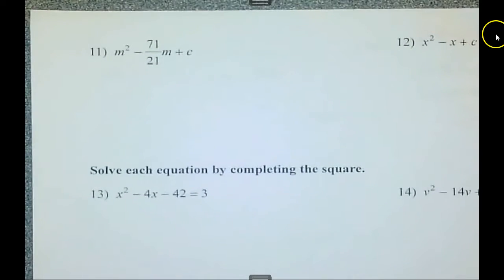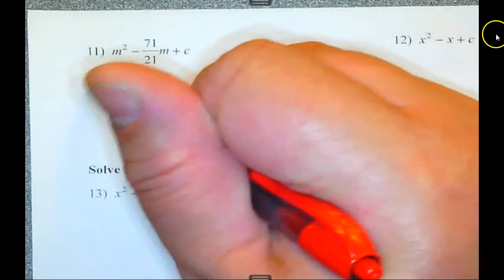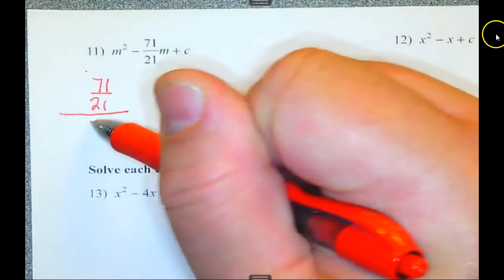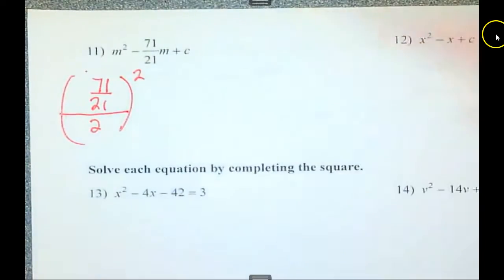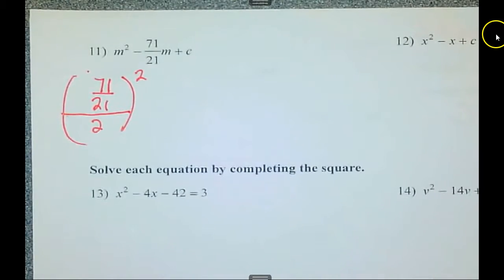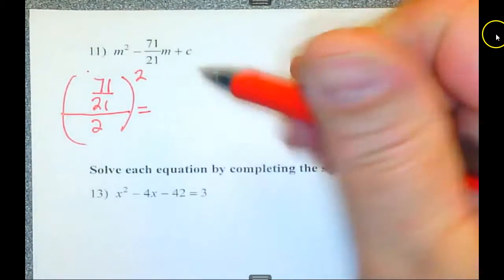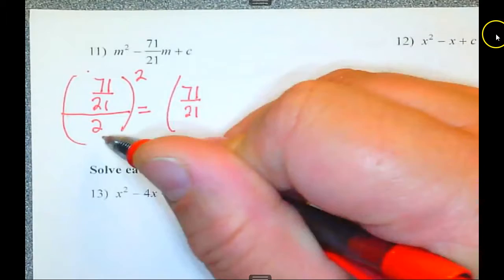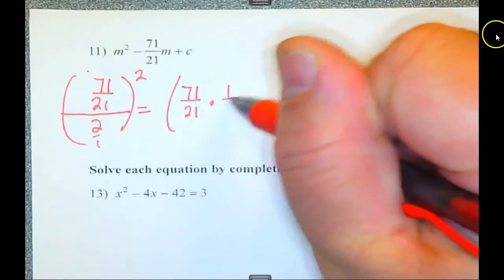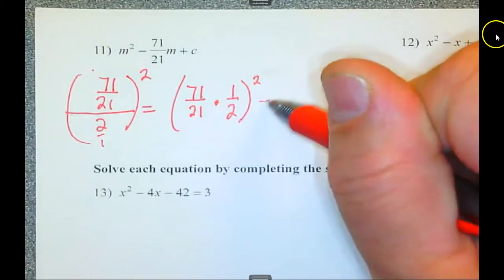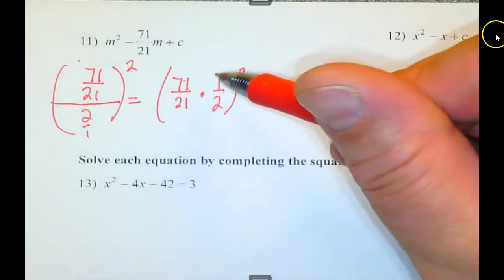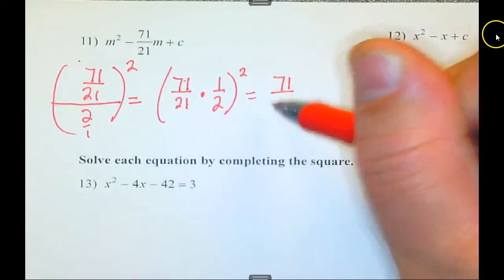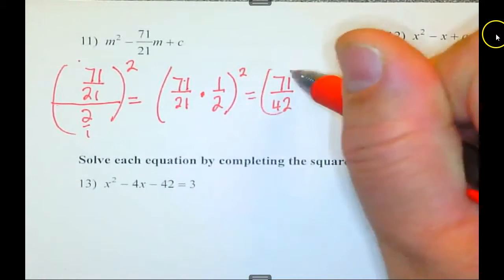Okay. Number 11. Oh, that's a doozy. 71 over 21. This must be a challenge problem. Divided by 2. Squared. I'm going to change that to a multiplication problem. So I'm going to take 71 over 21 times 1 over 2, squared. 71 times 1 is 71. 21 times 2 is 42, and I'm going to square that.